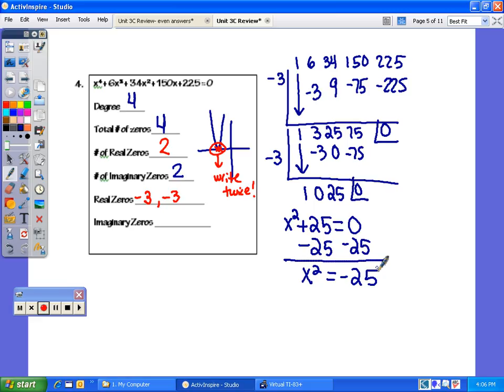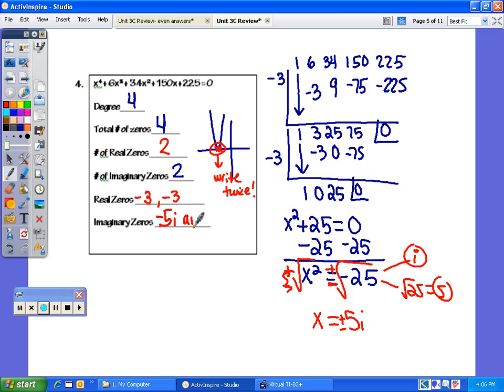Remember, when you take your square root, you must put a plus minus on the outside. So x equals, i for the negative, square root of 25 is 5, so it's plus or minus 5i. So that's negative 5i and positive 5i. That's what plus minus means.